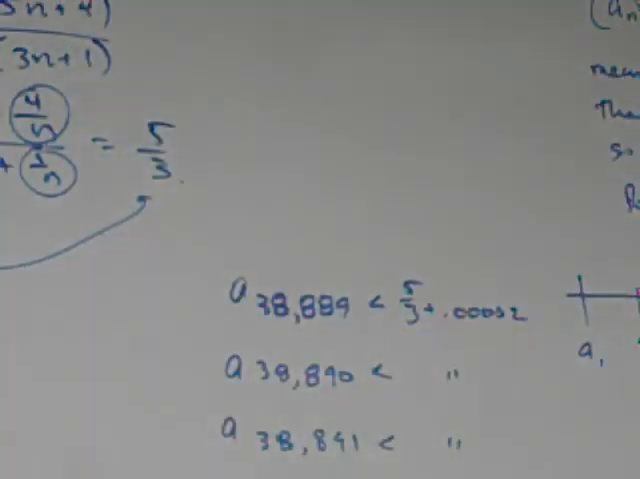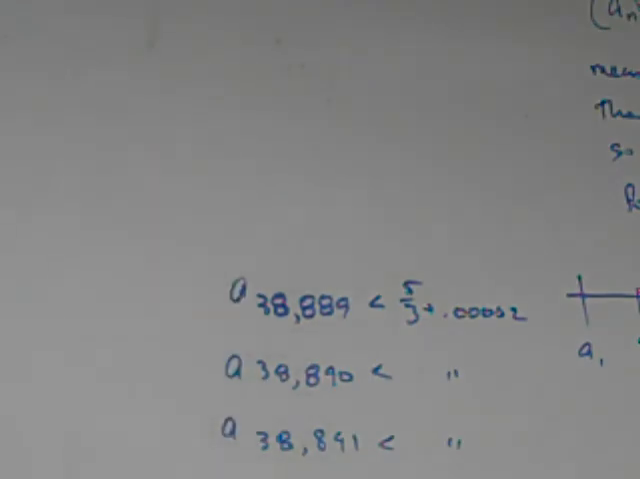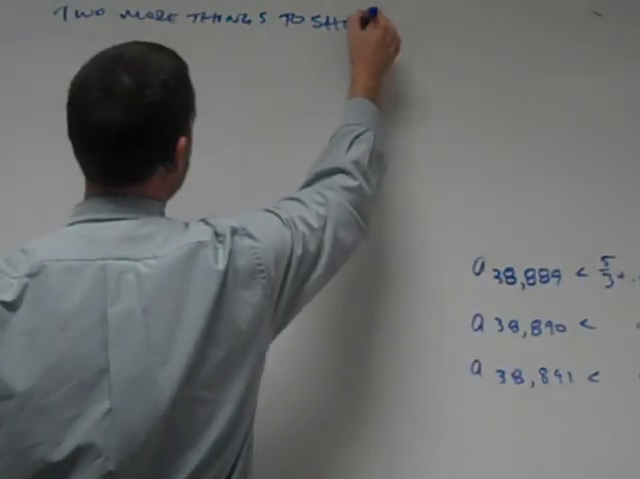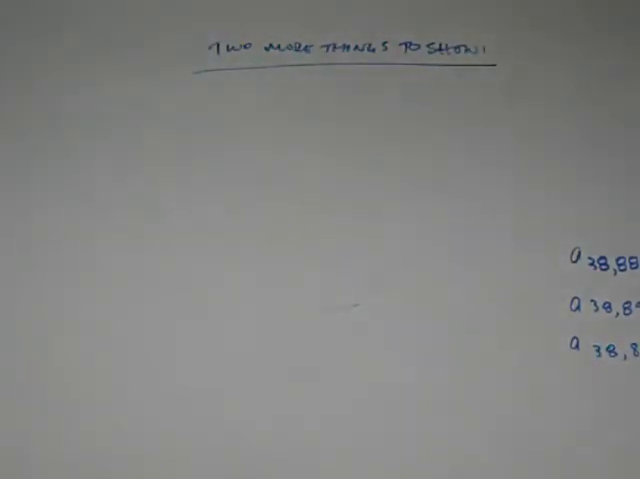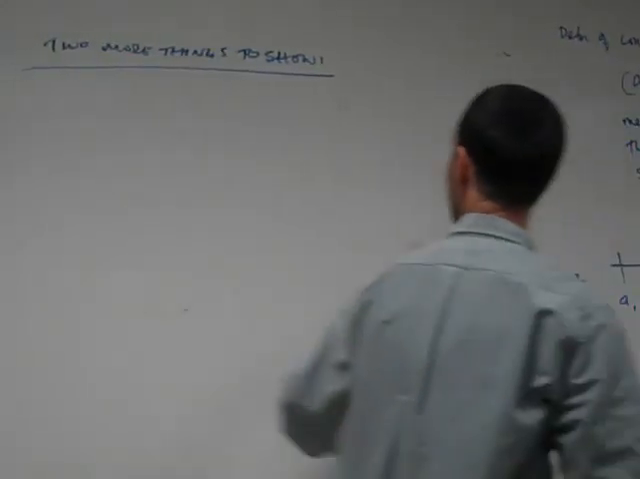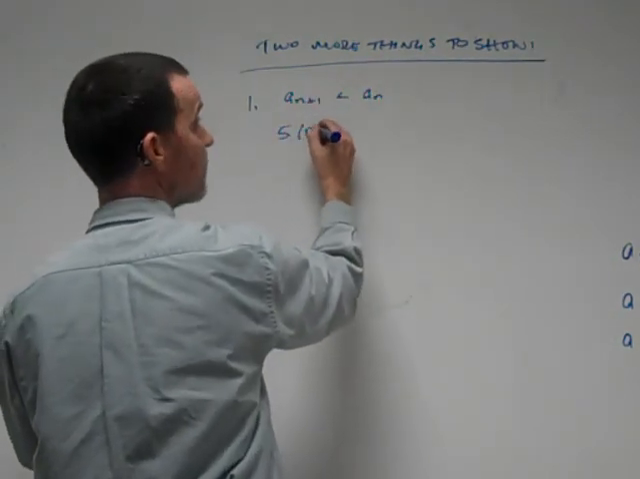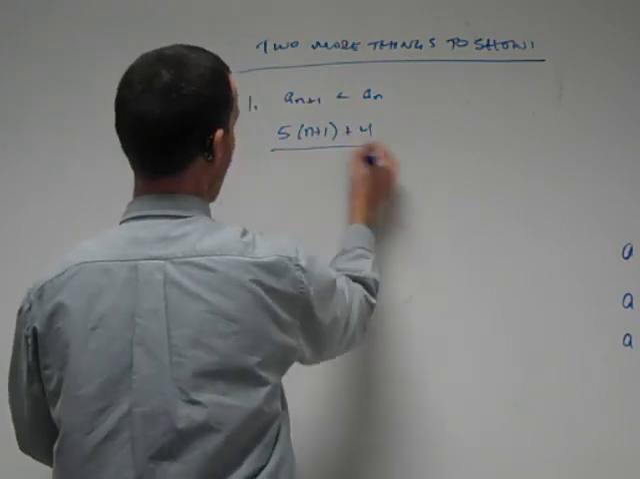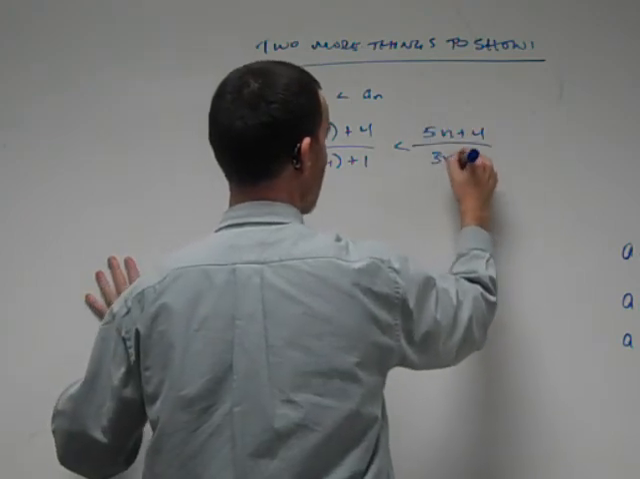I'm about out of time. I know we're not going to get those problems back, but I think it was important to do one of these very, very thoroughly. There's two more things to show. What are they? My picture shows what? Shows two things geometrically that I didn't prove. It's decreasing. One, a sub n plus 1 is always less than a sub n, i.e., 5 times n plus 1 plus 4 over 3 times n plus 1 plus 1 is always less than 5n plus 4 over 3n plus 1.